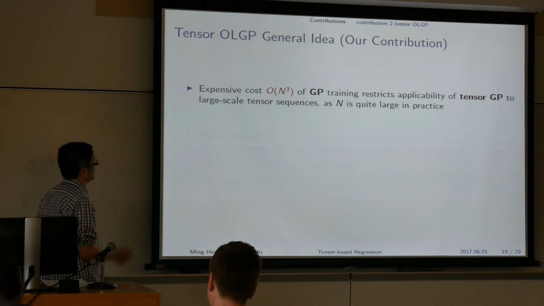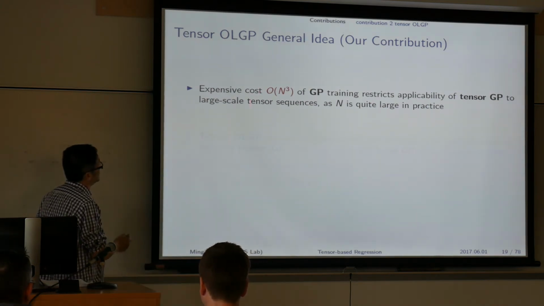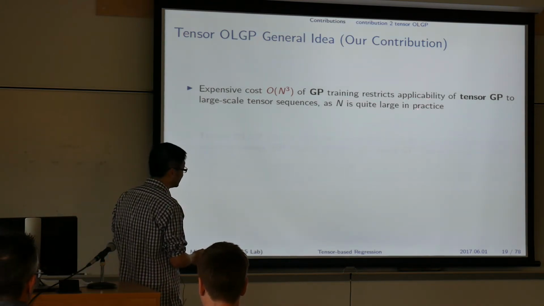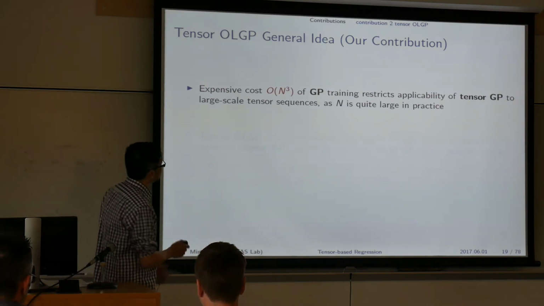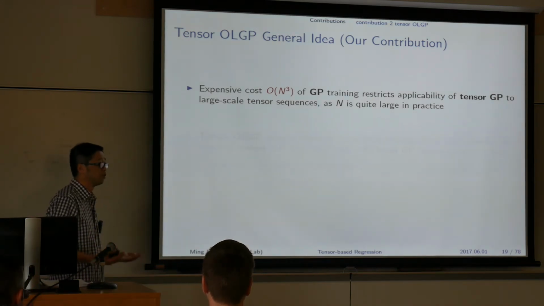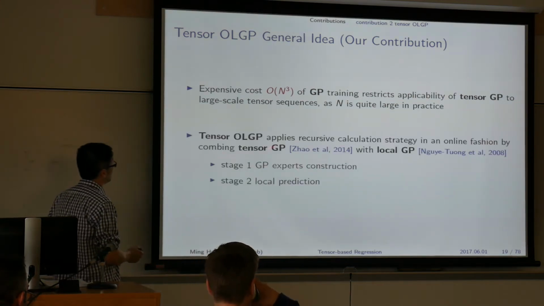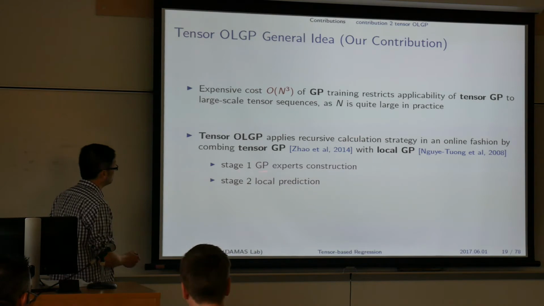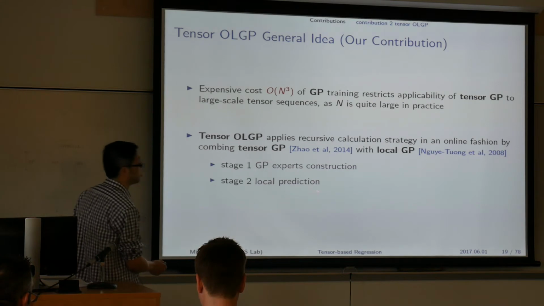For our contributions, we noticed that the high O(n cubed) cost of GP training restricts the applicability of the tensor GP to large-scale tensor sequences, because the number of samples is usually required to be quite large to achieve a reliable result for tensor regression tasks. So our Tensor-LGP combines the advantages of both the tensor GP and the local GP, and it can be divided into two stages. The first stage is called GP expert construction, and the second stage is called local prediction.